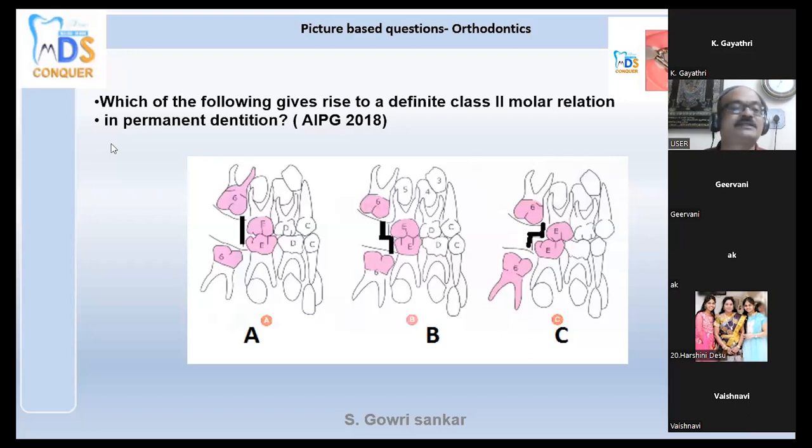Okay, we know this distal step. But where is the distal step here? You should be able to identify the distal step. Here the options are flush terminal plane, mesial step, and distal step. Yes, all of you are correct. It is C, distal step. Here, the distal step refers to the step created by your lower teeth, not the upper teeth.